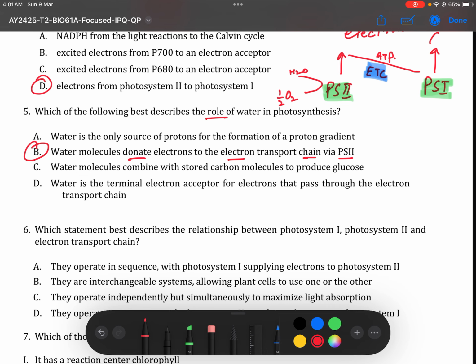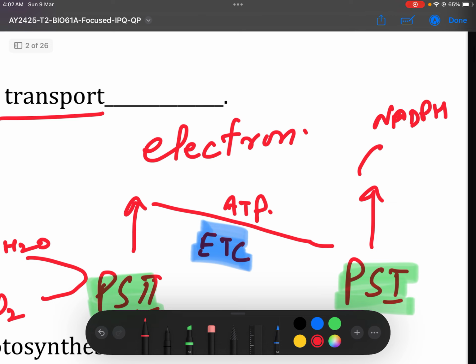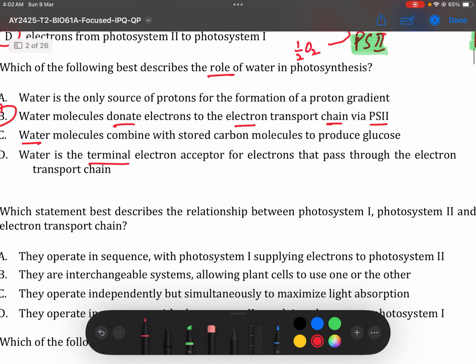We can see why C and D are wrong. Water molecules combine with the stored carbon molecule to produce glucose. No, we learned above CO2 is the one that converts into glucose. And water is the terminal electron acceptor. No, we know that the terminal electron acceptor over here is NADP. So there is NADP plus that converts into NADPH. So that's the terminal electron acceptor.